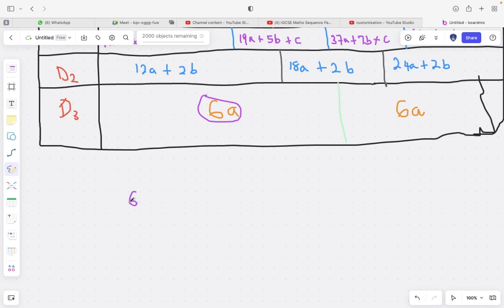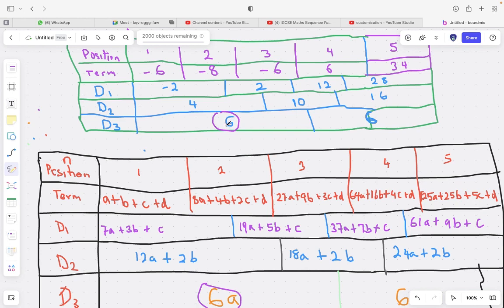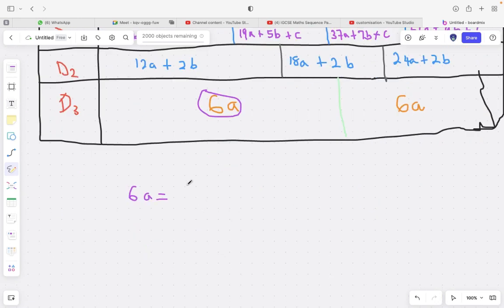So we say 6A is equal to 6. Right? This 6A is equal to 6. So if 6A equals 6, now A will be what? Meaning you divide both sides by 6. A will be 6 divided by 6, because they are multiplied, so to find it you have to divide. So you say 6 over 6, which is equal to 1. So A equals 1. Keep note of that. We're going to find A, B, C, D.